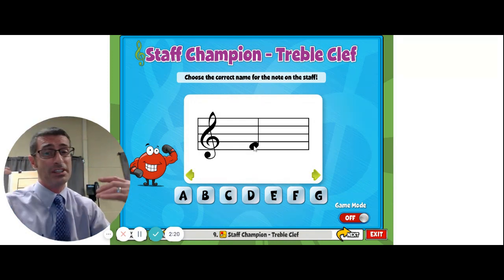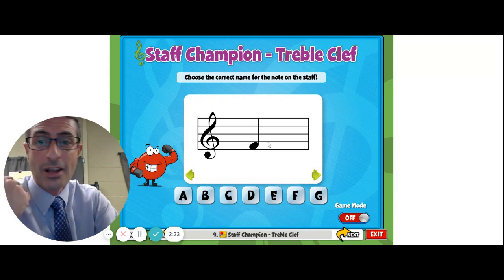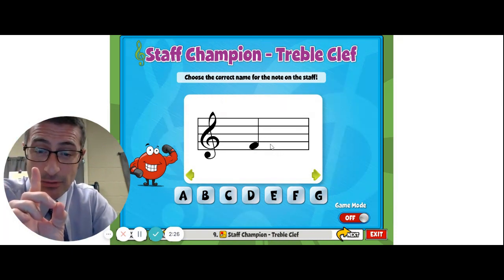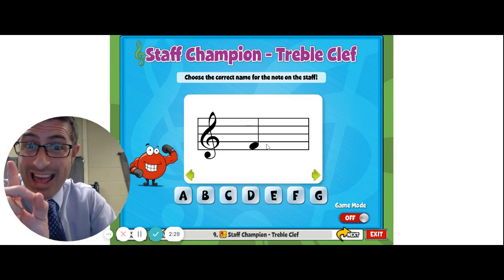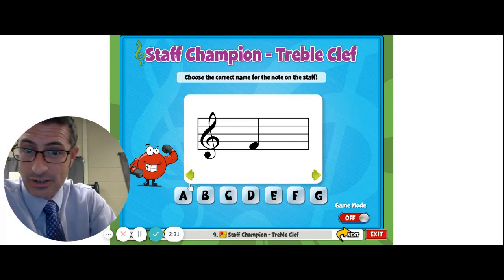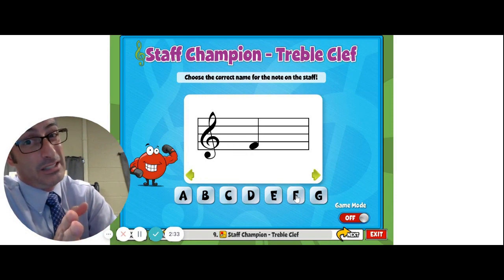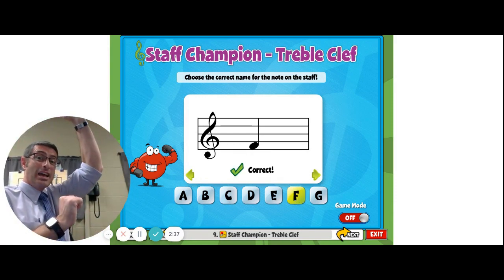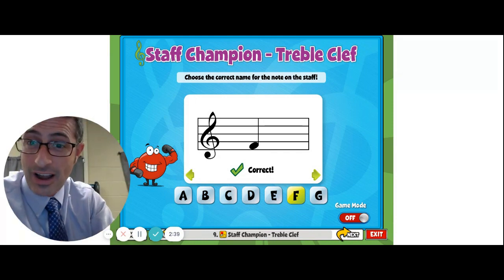So just like before, if it's in a space, we got to spell the word face. We got to figure out which space it's in. This one's in the first space. Right there, first space. So first space is going to be letter F. So I need to jump down here to my letters down here at the bottom and click F. If I'm correct, it should tell me I'm correct. Yes, we're correct with F. Excellent. So there's our letter F right there.